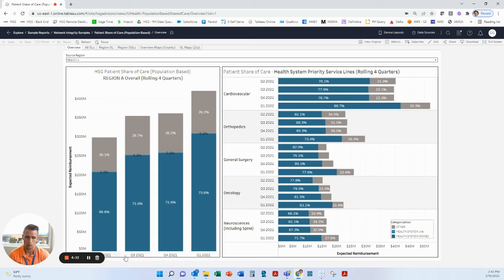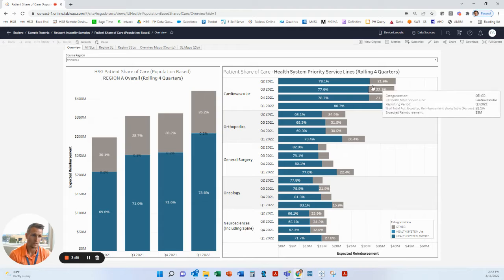We see that over time, the overall utilization spend from this patient population has increased from about 300 million to over 400 million, and our capture of it has also positively increased, going from the color of the bar being that we're capturing about 74 cents of every dollar that patient population is spending on their healthcare services comprehensively.